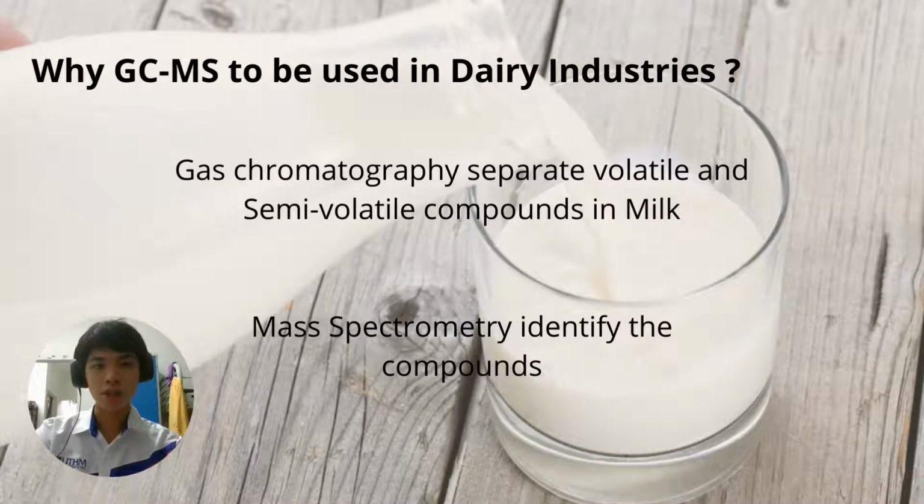So why do we use GCMS in the dairy industry? In milk, there are several volatile and semi-volatile compounds. If we want to identify them, we use gas chromatography to separate each compound into its individual form. Then we use mass spectrometry to identify the compound.